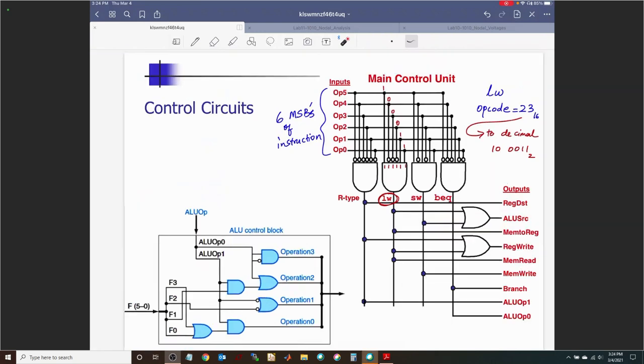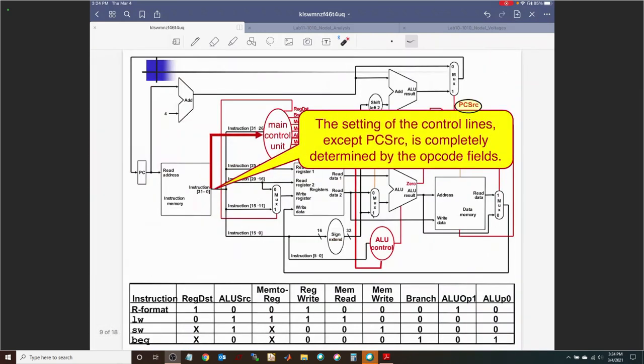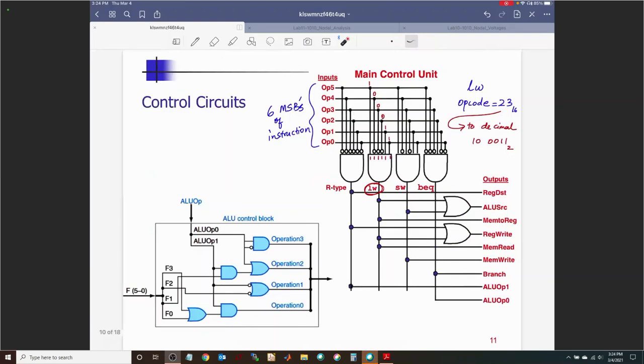How do we know that? Well, it is right here. Load word or store word. ALU source has to be active when load word is active or store word is active, right? So this table is essentially determining that network over here. Then the conversion between the opcode into bits is dictating how to make these AND gates. Essentially, which bits to invert and which bits not to invert.